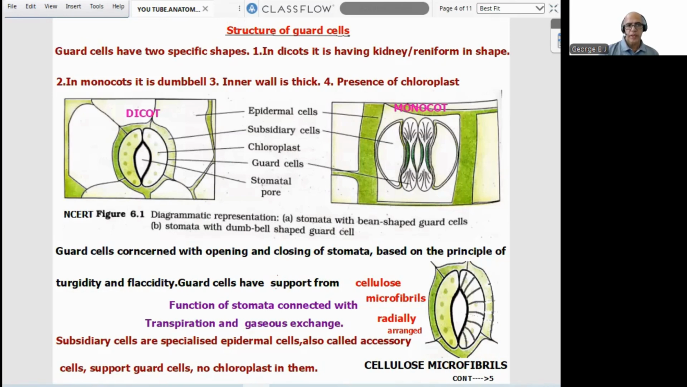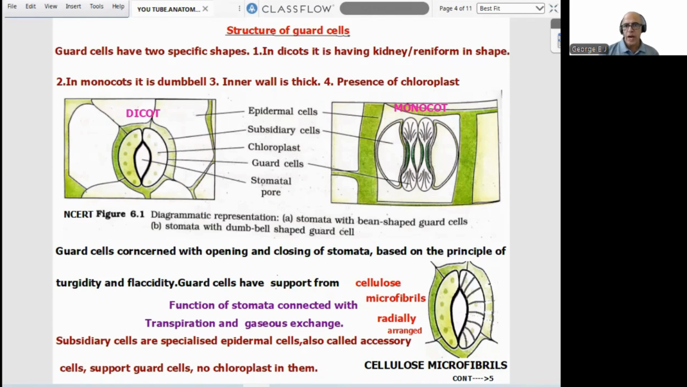Now, after this, we can continue. What is the function of guard cells? Guard cells are concerned with the opening and closing of stomata based on the principle of turgidity, availability of water, lack of water, flaccidity. Guard cells have support from cellulose microfibrils which are radially arranged. That is structure-wise this one. Now, the function of stomata is connected with transpiration and gaseous exchange.